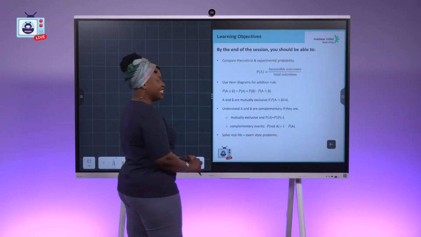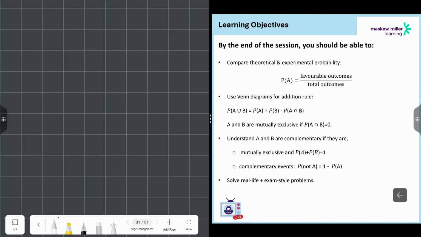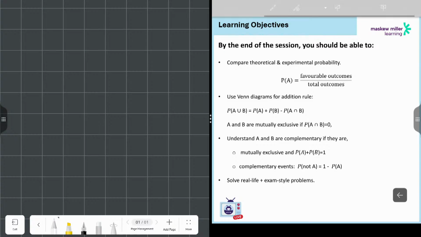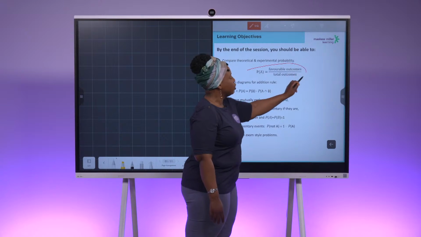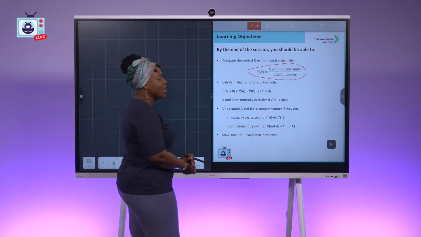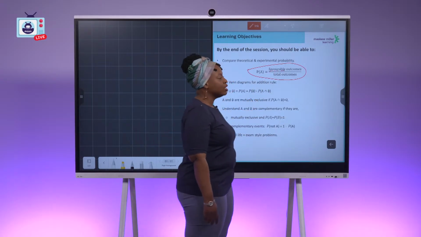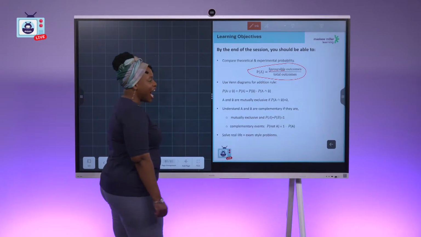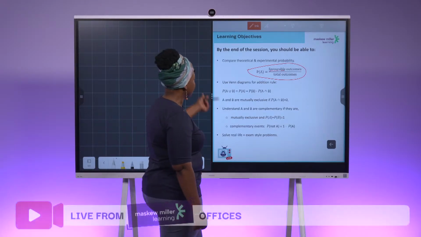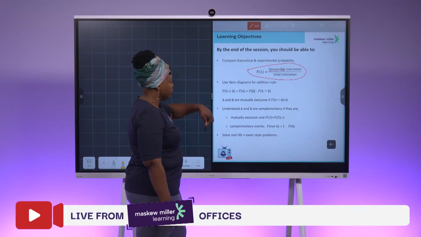Right, during this session, you need to be able to deal with the theoretical and also experimental probability, and that then has a specific formula that we use. That is the probability of a particular event, which is equal to the favorable outcome divided by the total outcomes. So with that, we're going to show you how we're going to use the formula to get to the solutions.